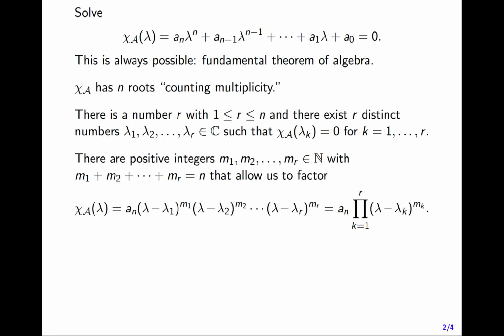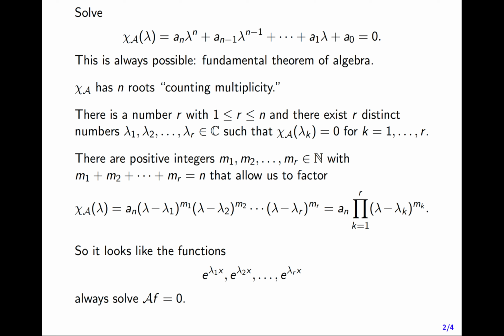And if you like, I can compress that in the product notation, an times the product k equals 1 through r of the factors lambda minus lambda k raised to the power mk. So the fundamental theorem of algebra tells me that I can solve the characteristic equation, and I get a bunch of roots, r roots, maybe r is equal to 1, and I just have a really repeated root, maybe r is equal to n, and I have n distinct roots, and the roots come with multiplicities, which are positive integers, so that I have this factorization in terms of the lambda k.